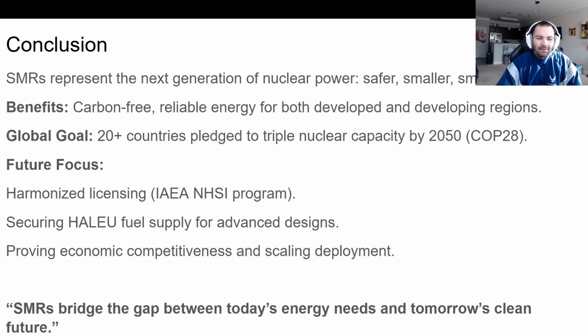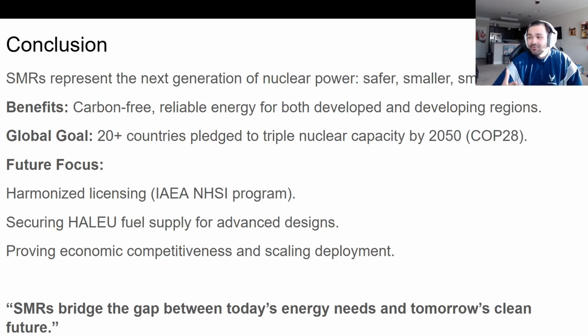HALEU, high-assay low-enriched uranium, the fuel supply. I forgot something, enriched uranium. Those are the enriched uranium that we need to use for fuel. I forgot the acronym right now, but it's pretty much enriched uranium that you need to have. The problem right now is there's just not enough supply of it, because not a lot of people are enriching uranium, because when you talk about enriching, people get very, very nervous. Now we're talking about up to at most 20%, but we're looking at probably under 5%, right?